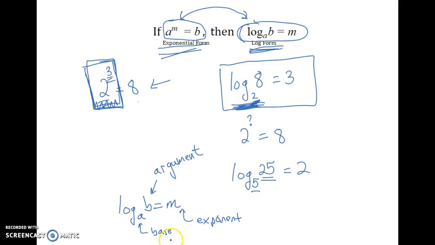But that's the situation there. So this is the base. This over here will be the exponent, and that will be the argument. And we can often rewrite that as A to the M equals B. So keep that transformation in mind. That's what these first lessons start with. And then as we do more and more complicated log expressions, you'll see how it works.